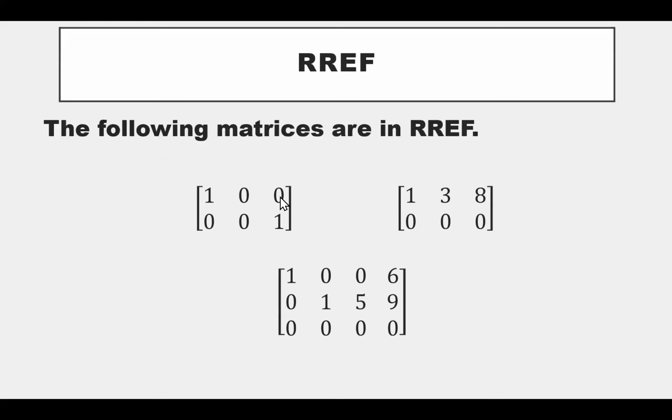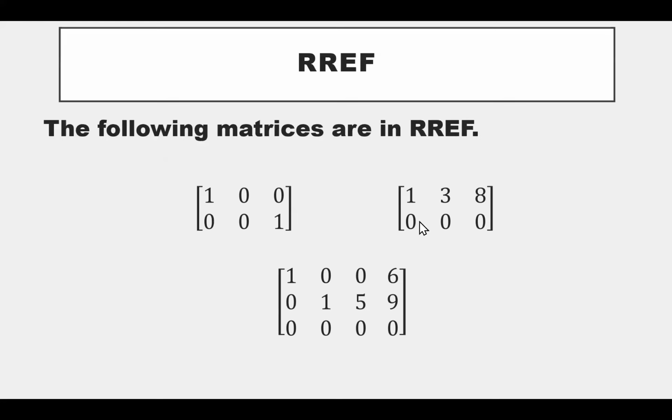Notice that 0 is above that 1. So this is in RREF. This right-hand matrix is also in row-reduced echelon form. I have a pivot position here. Notice as I move down and to the right, there's no lead coefficient, there's no non-zero term, so all the terms are just 0.